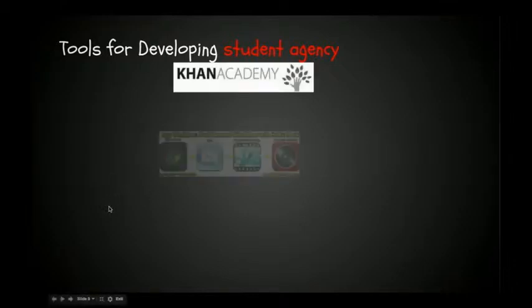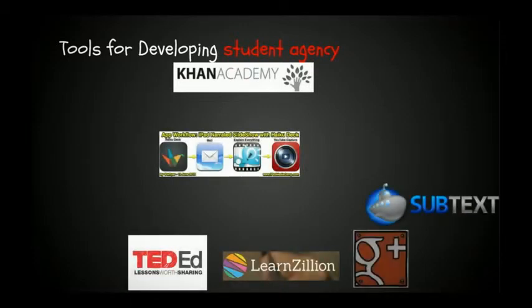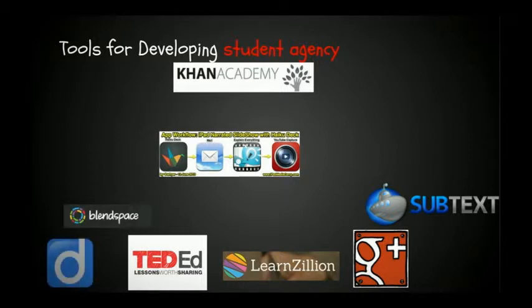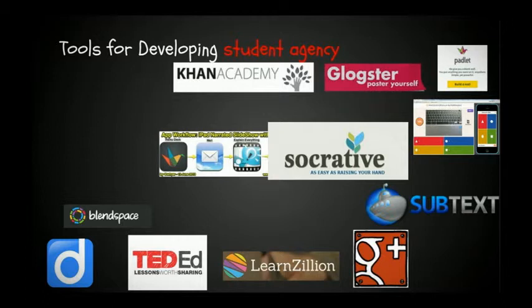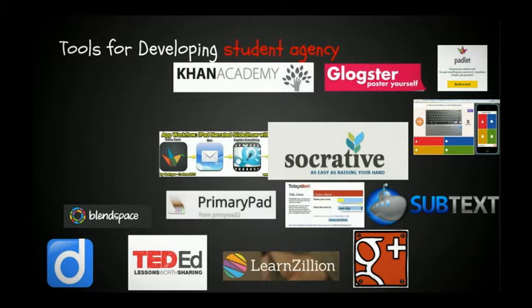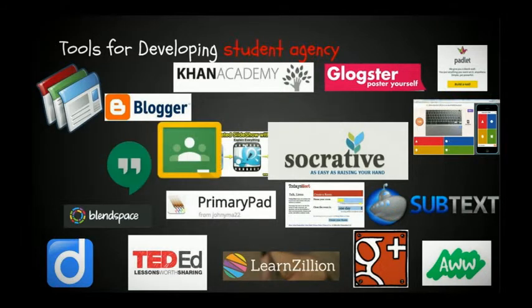Well, there are loads of tools for developing student agency. Let's have a look. Firstly, we've got those that help to build learning in front of students for them to have a look at. Then we've got the ones that allow us to add all our resources to one place so that students can personalise their learning in that way. We've got the collaborative ones. And then finally, we've got the ones that allow them to showcase their learning and to personalise what they're doing, ensuring that they're active in their learning process.